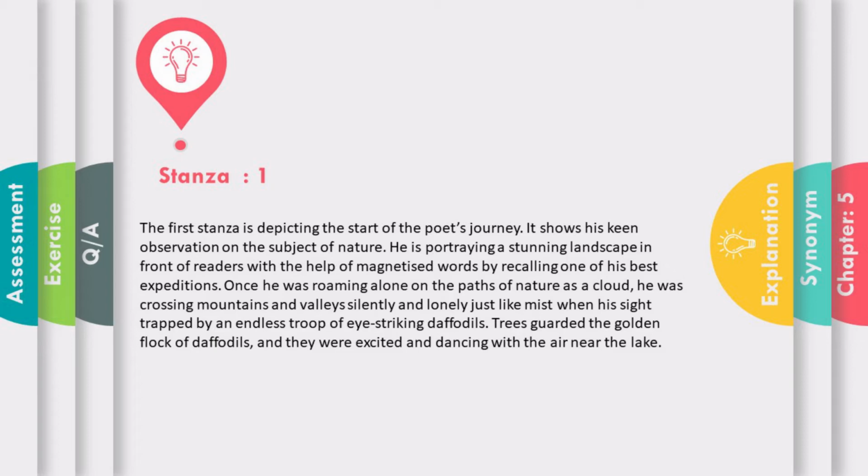Once he was roaming alone on the path of nature as a cloud, and he was crossing mountains and valleys silently and lonely, just like mist, when his sight was trapped by an endless troop of eye-striking daffodils. Trees guarded the golden flock of daffodils, and they were excited and dancing with the air near the lake.